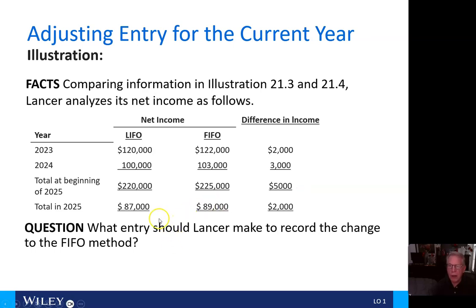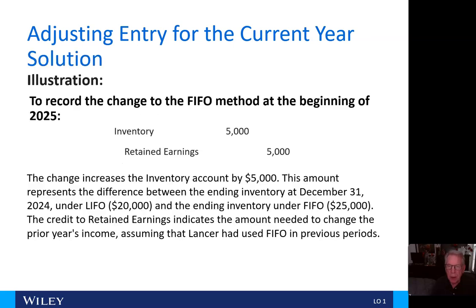So the total in 2025 is going to be $87,000 for FIFO, $89,000, and finally the difference of $2,000. So the question is, what entry should Lancer make to record the change to the FIFO method? Okay, to record the change to the FIFO method at the beginning of 2025, we're going to debit inventory for $5,000 and credit retained earnings for $5,000.